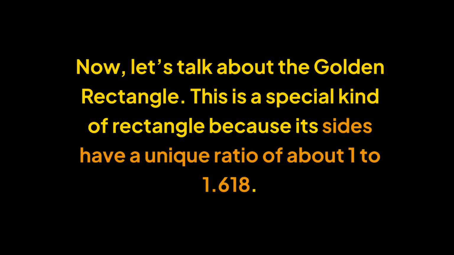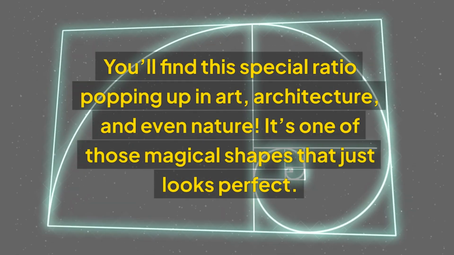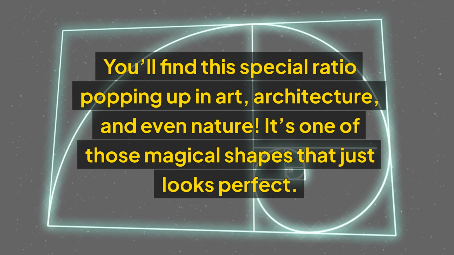Now, let's talk about the golden rectangle. This is a special kind of rectangle because its sides have a unique ratio of about 1 to 1.618. You'll find this special ratio popping up in art, architecture, and even nature. It's one of those magical shapes that just looks perfect.